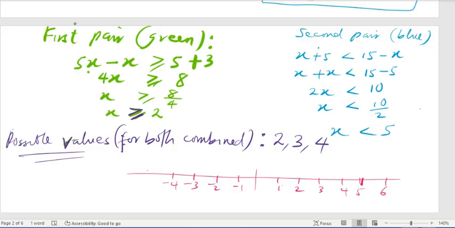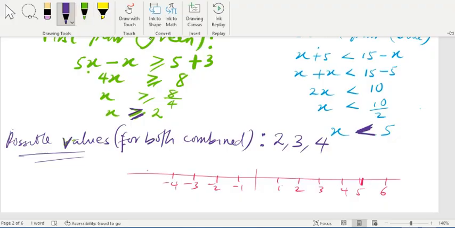Why are you stopping at 4? Because it's less than 5. Because it said it must be less than 5. In fact, if we were to write the answer, I will do that. Let's even plot this thing.